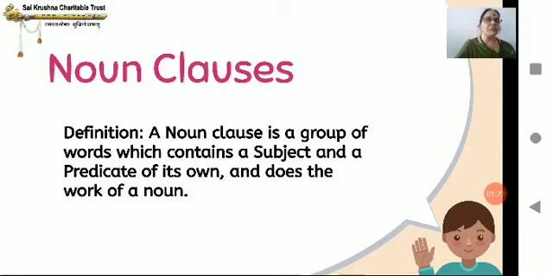How is it different from a phrase, children? A noun phrase also did the work of a noun. The only difference was it did not have the subject and verb combination. A noun clause is again a group of words, but what is the difference? It contains a subject and a predicate of its own and does the work of a noun. Have you all understood? The only difference here is it has a subject and a predicate of its own.